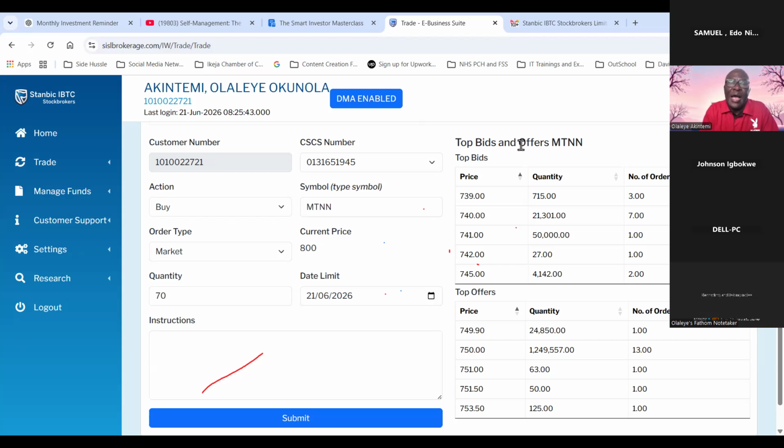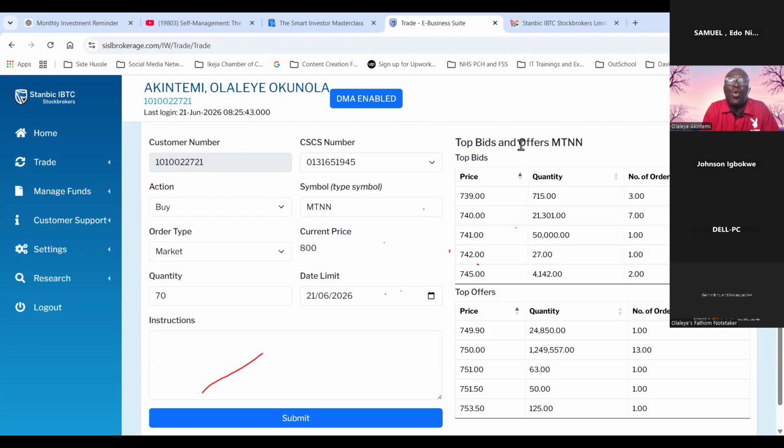It is possible. Are you a member of my Telegram group? Because there is a post I put there. I think it was last week. I bought some Seplat stocks, and Datamax is the registrar for Seplat.